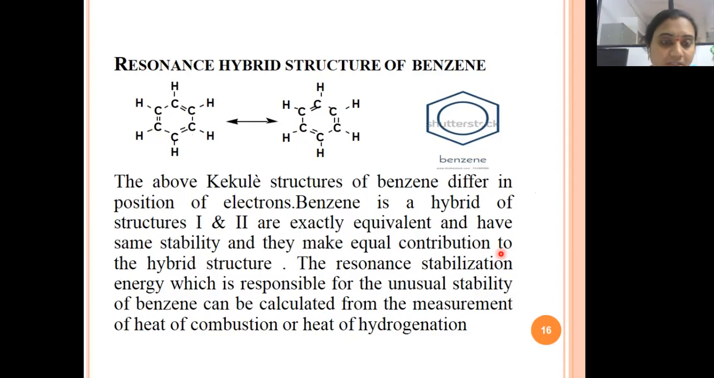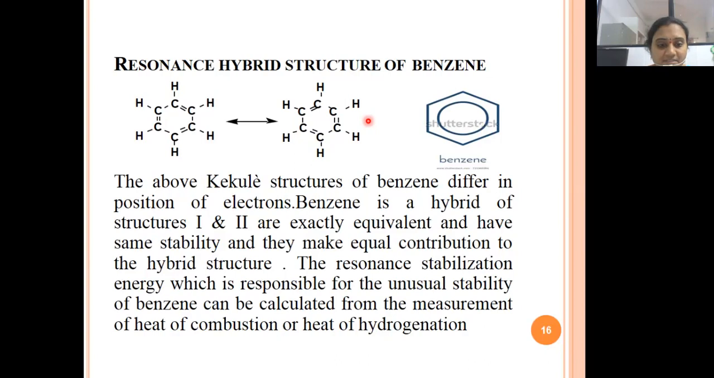Next, evidence: resonance hybrid structure. These are the Kekulé structures, structure 1 and structure 2. There is a difference only in the position of the electrons, not in the carbon atoms. Benzene is a hybrid of structures 1 and 2, which are exactly equivalent, have the same stability, and make equal contribution to the hybrid structure.